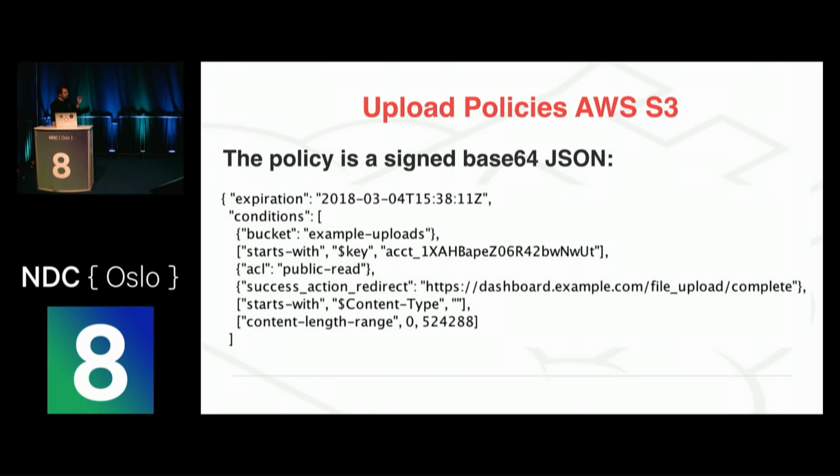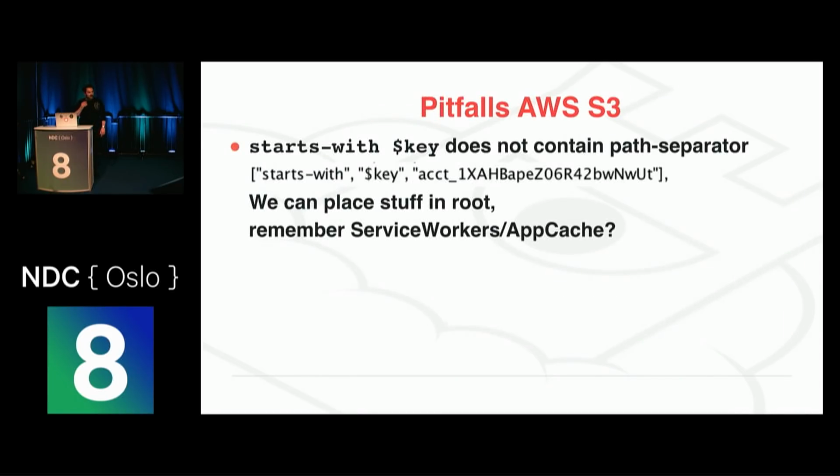The problem is, on basically every line in this policy, you can make mistakes that are not great at all. The first thing, which we mentioned before: when you have a key in the policy and you said it needs to start with something and you don't have a path separator, we can place stuff in the root folder. And remember what I just mentioned about service workers and AppCache. This depends, of course, on the other mistakes in this one, but this is a first step to claiming a bunch of stuff in this bucket.